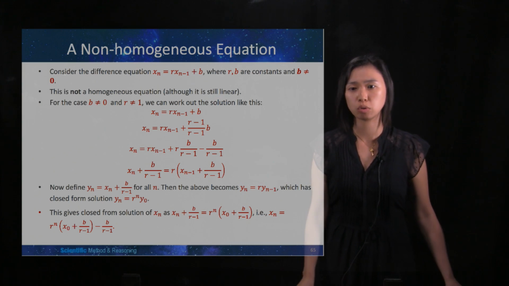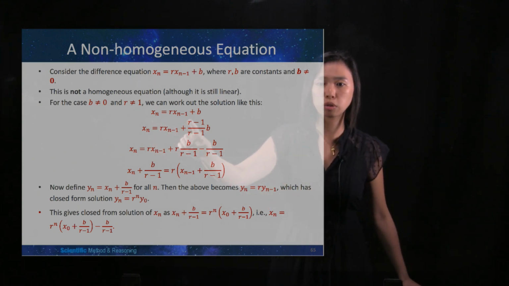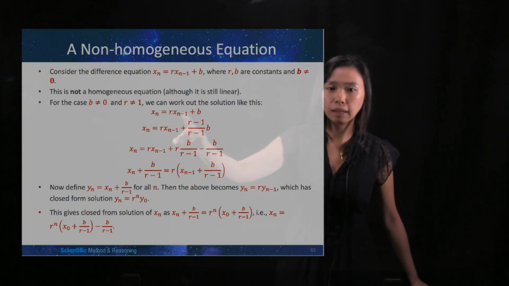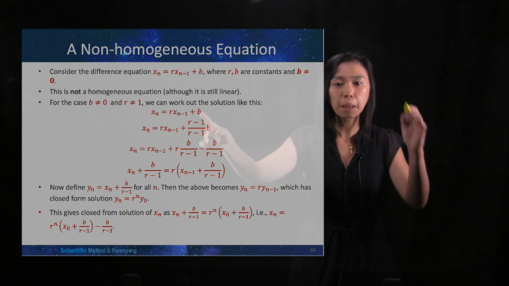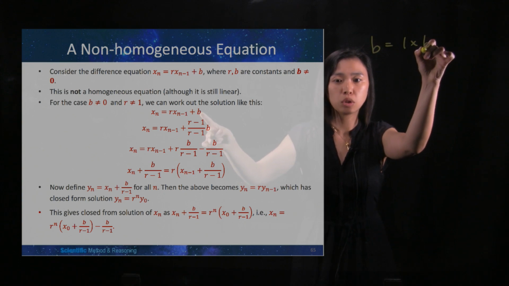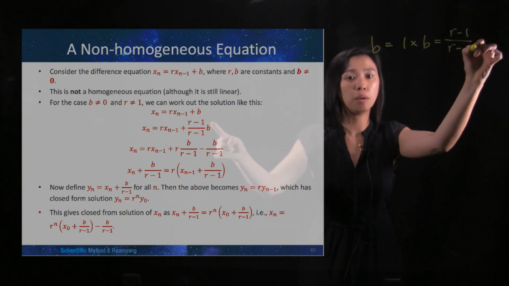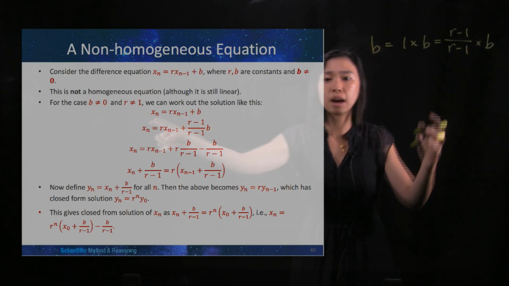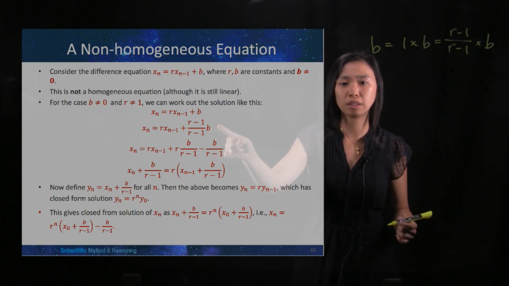So how are we going to solve it? We'll take a look at here. So first of all, xn is r times xn minus 1 plus b. And then from here to here, we see that we change b, which is actually 1 times b. So we change the 1 to r minus 1 divided by r minus 1 times the b. And since r is not 1, that is why it works, all right? So we have this line.